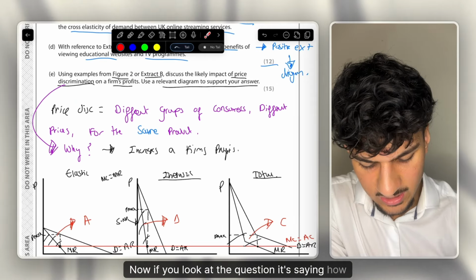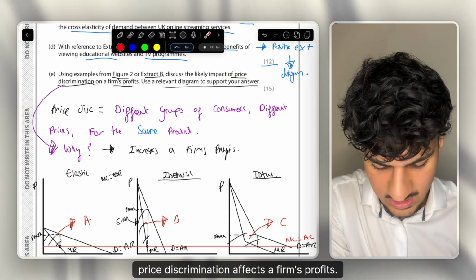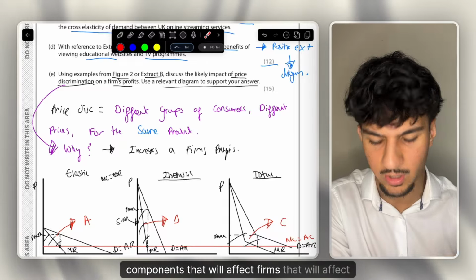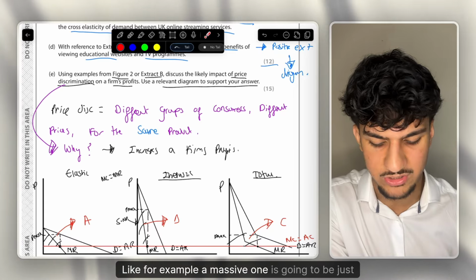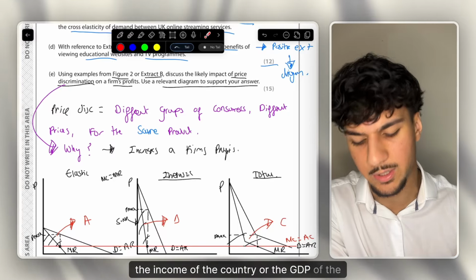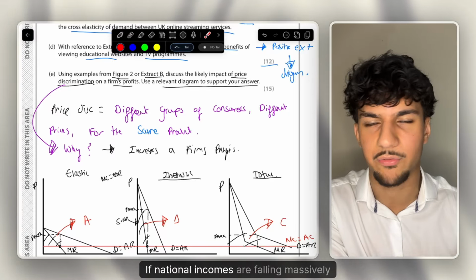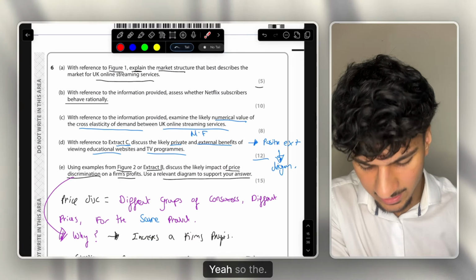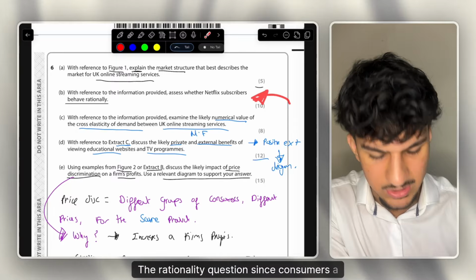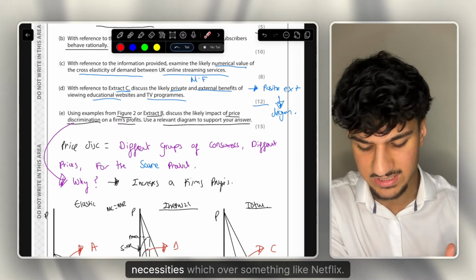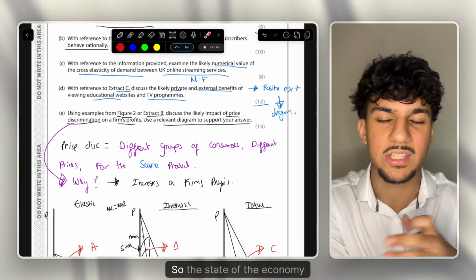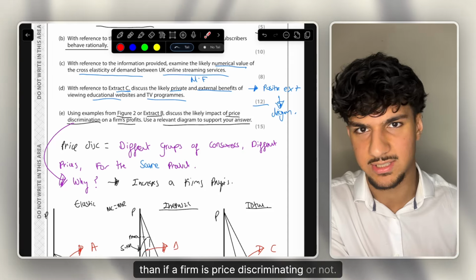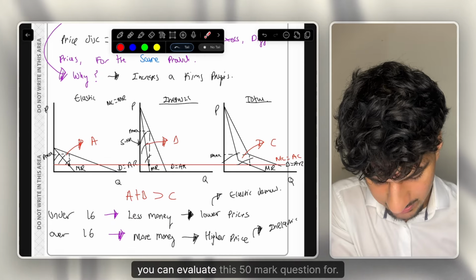Now, if you look at the question, it's saying how price discrimination affects a firm's profits. But you could evaluate saying how there are many other components that will affect a firm's profits. For example, a massive one is going to be just the income of the country or the GDP of the country. Why? Since if national incomes are falling massively, as I think we mentioned in a previous question on rationality, a rational consumer is going to prioritize necessities over something like Netflix. So the state of the economy could have more effect on a firm's profits than whether a firm is price discriminating or not. But of course, there are lots of different points you can evaluate this 50-mark question for.